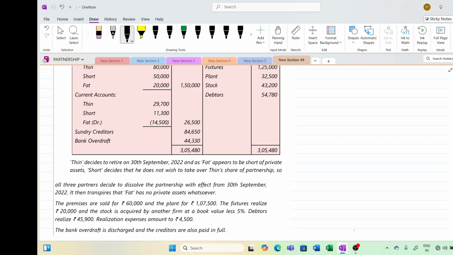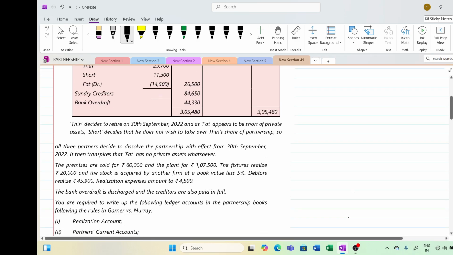Thin decides to retire on 30th September and Fat appears to be short of private assets. It means that he does not have any money even at his home. So he will be the insolvent partner. And Short decides that he does not wish to take over Thin's share of partnership.